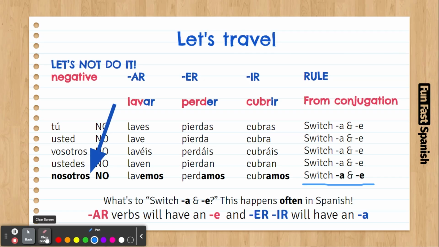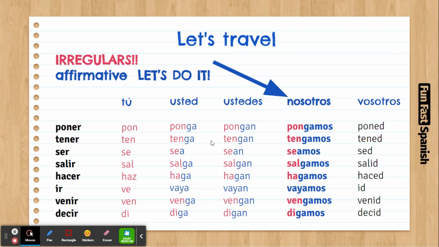That's how you say let's do something, let's not do something. And of course, we have the regulars. The irregulars were these 8 verbs here. And we're going to concentrate, of course, on the nosotros, which is the let's do something, or let's not do something. So here we have the affirmative. Let's put the salt on the table. Pongamos la sal en la mesa. Let's be careful. Tengamos cuidado. Let's be happy. Seamos felices. Let's get out or let's go out. Salgamos.